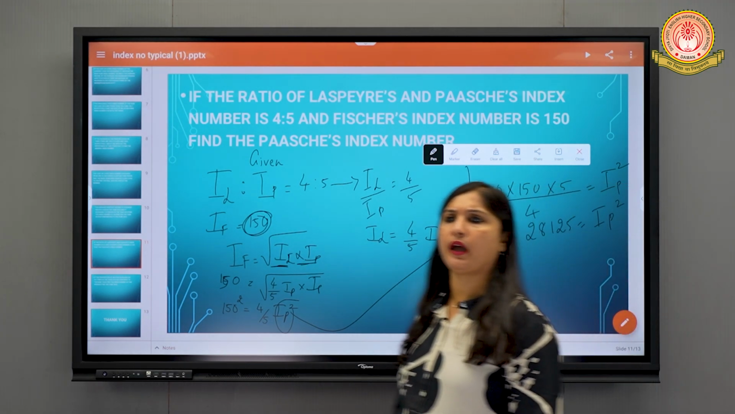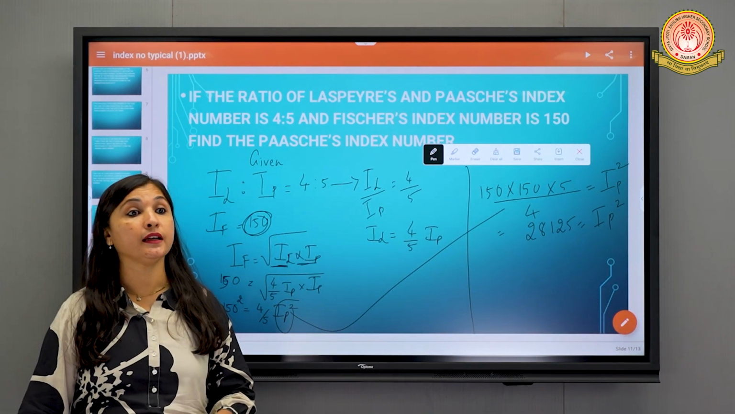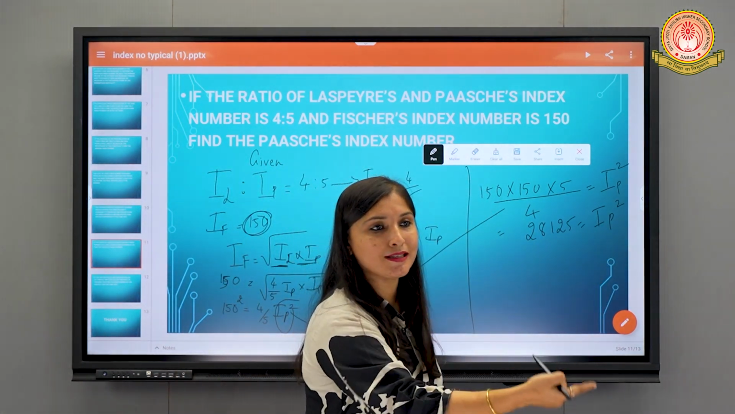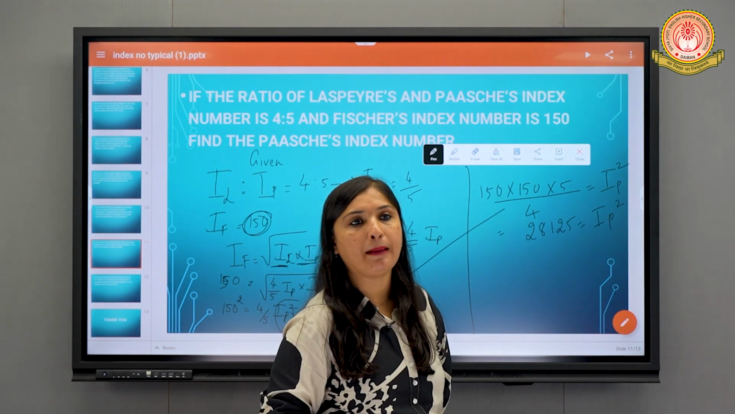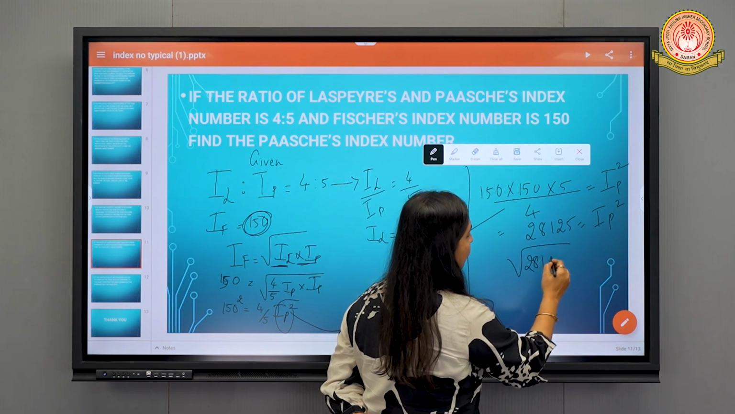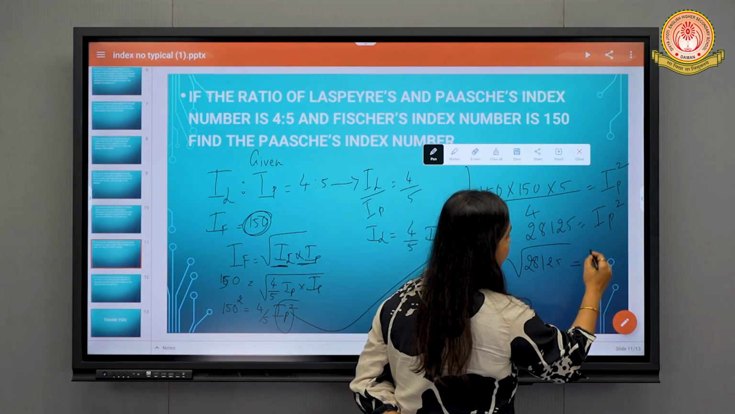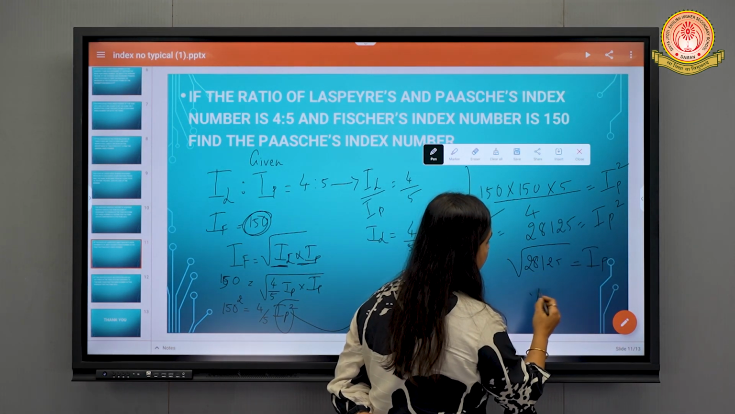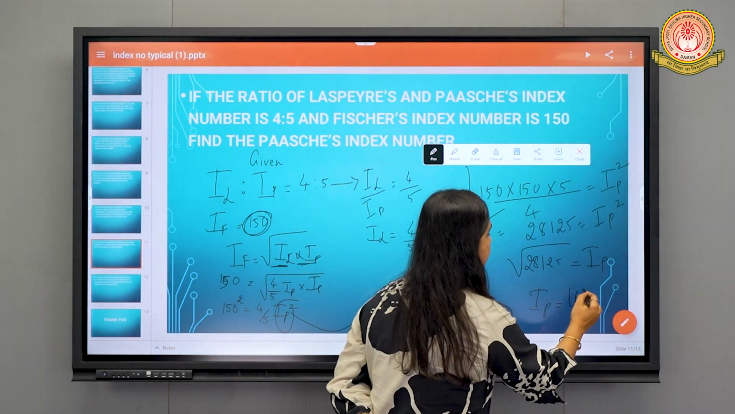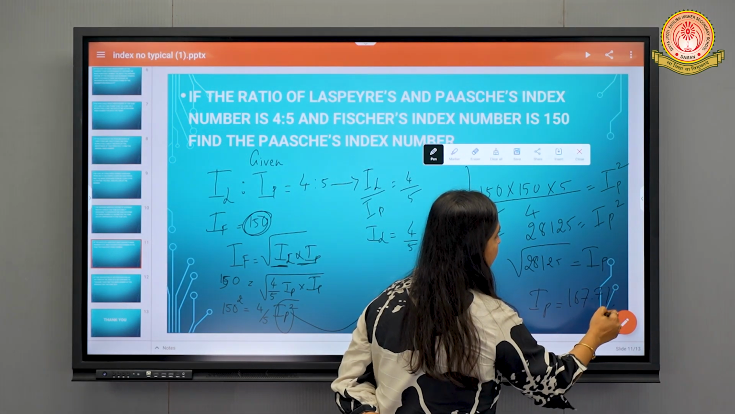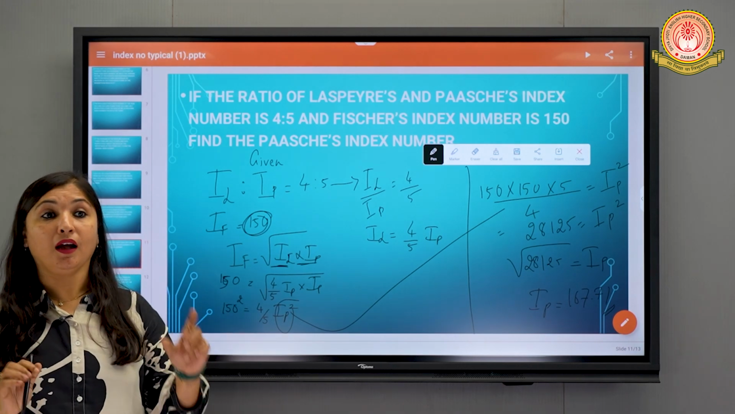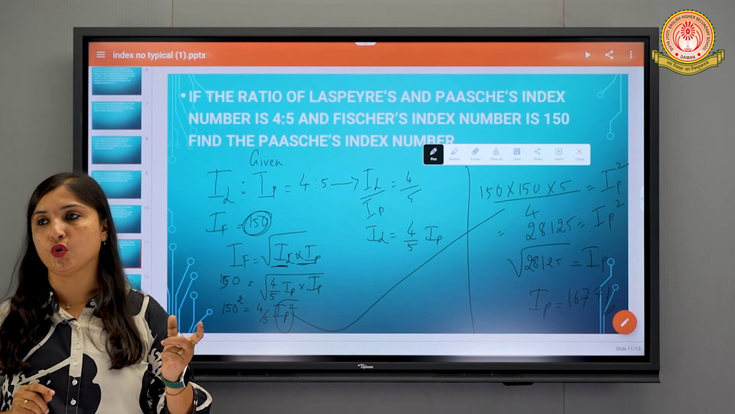Do you need IP square? No, we just need IP. So again, same trick. Here it is square; to transfer it over this side, what will happen? Root. Very good. So here it will be root 28125, and this square has shifted over here. So here only IP is remaining. So the answer for IP is 167.71. Understood everyone? The sum was very simple, but you did not know how to use the trick, right?